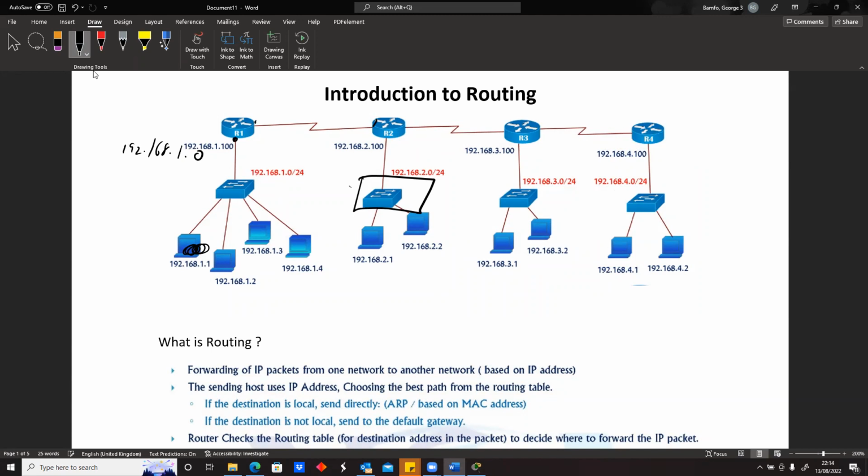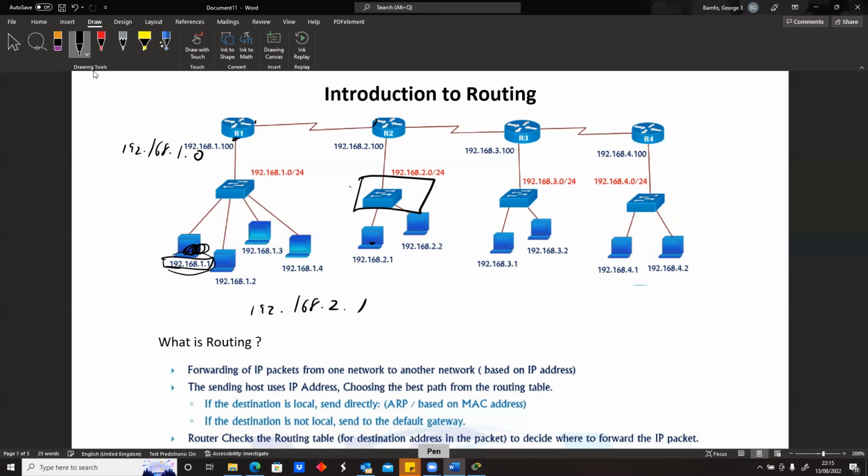Assuming anybody on the 192.168.1.0 network wants to talk to somebody on this other network, the first thing that will happen is that this device will check its table to see whether the IP address it's trying to get to, which is maybe 192.168.2.1, belongs to its network. But if we look at these two IP addresses, they sit in different networks. So this guy will realize that it's in a different subnet.